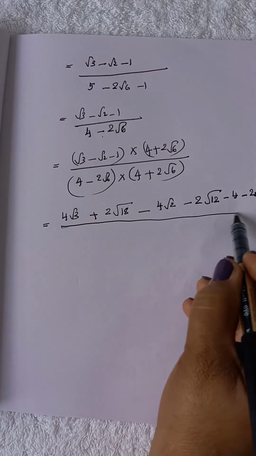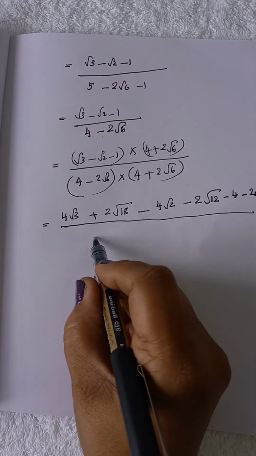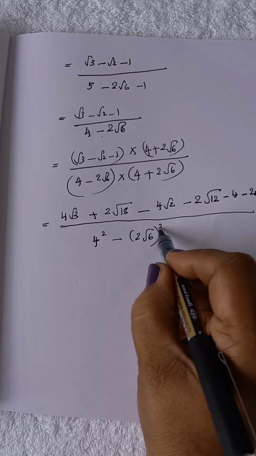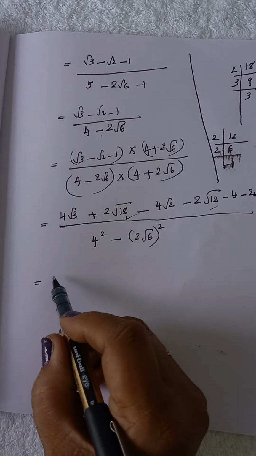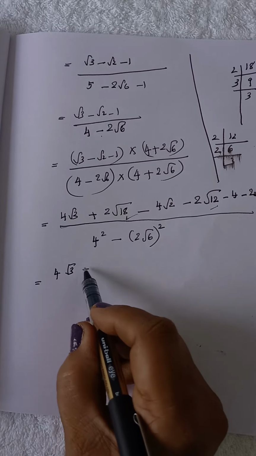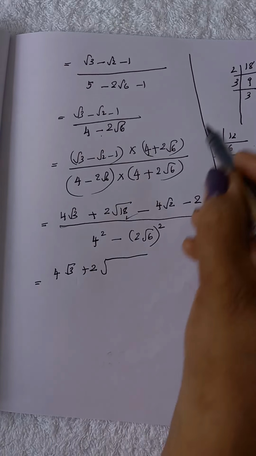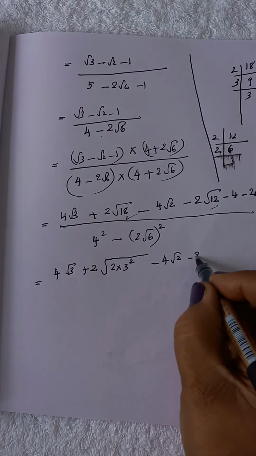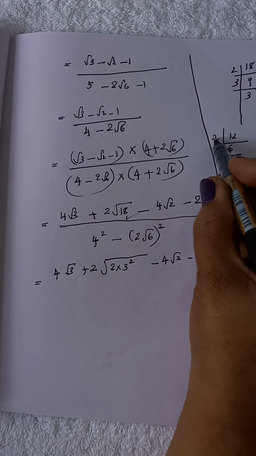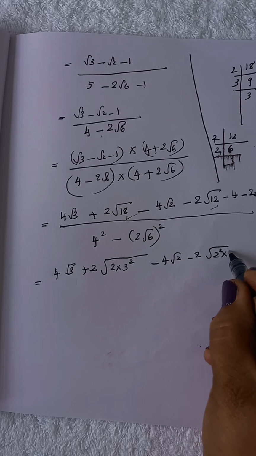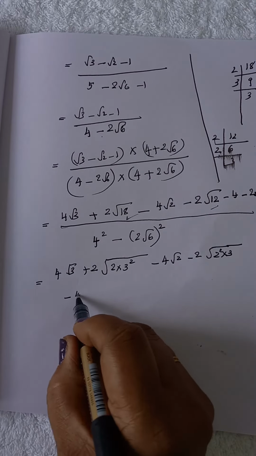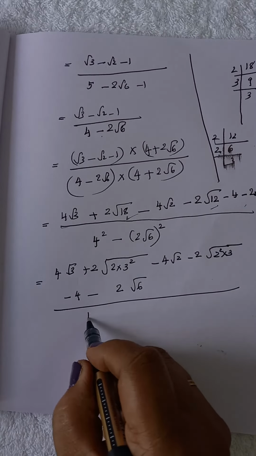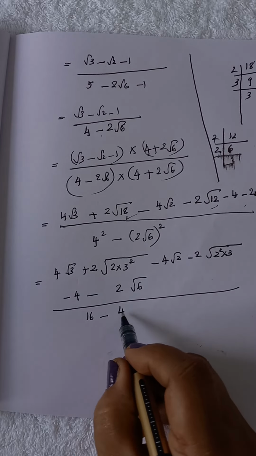Then that divided by, this is a minus b into a plus b form. So a square minus b square. So 4 square minus 2 root 6 whole square. That is equal to, we can rewrite this as 4 root 3 plus 2 into root of, this 18 is 2 into 3 square, minus 4 root 2 minus 2 into root of 12, that is 2 square into 3, minus 4 minus 2 root 6 divided by 4 square is 16 minus 2 square is 4 into 6.